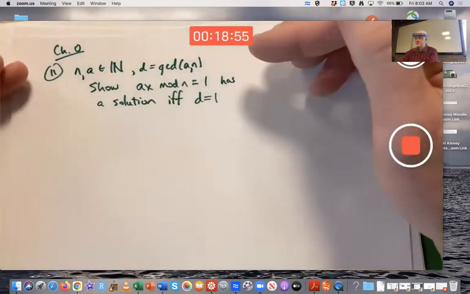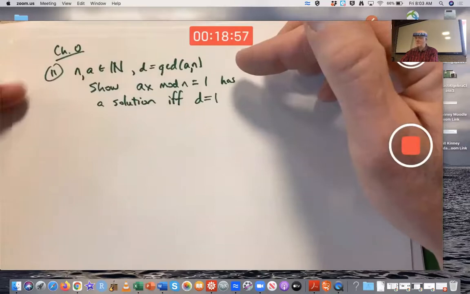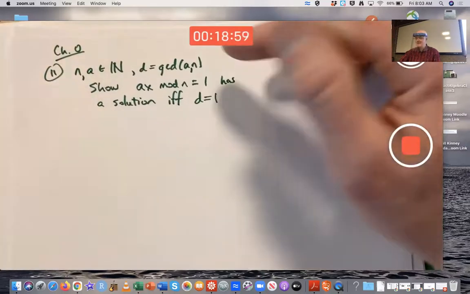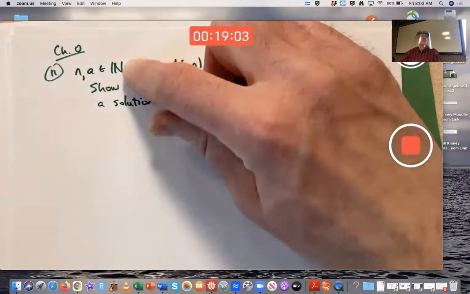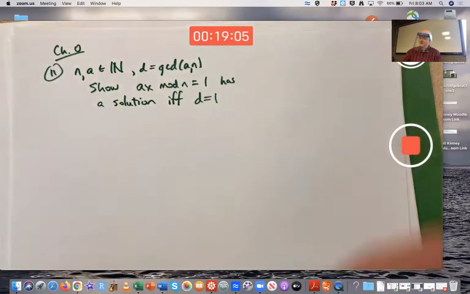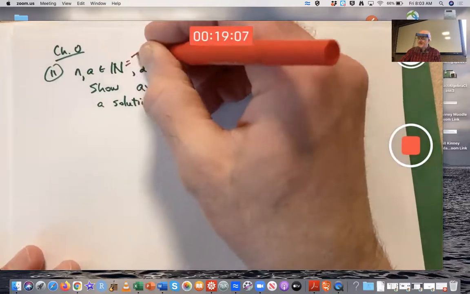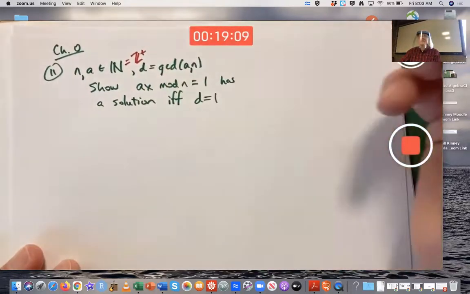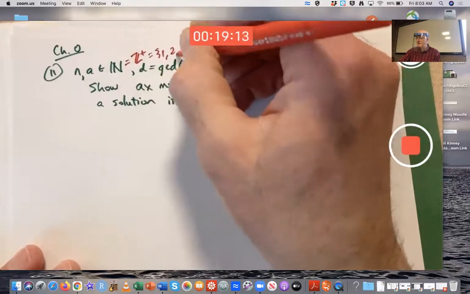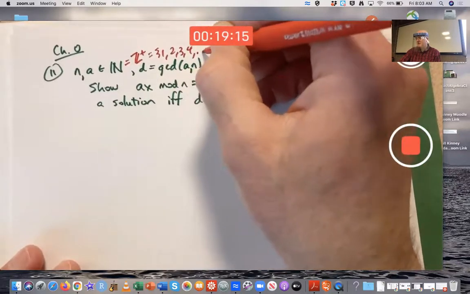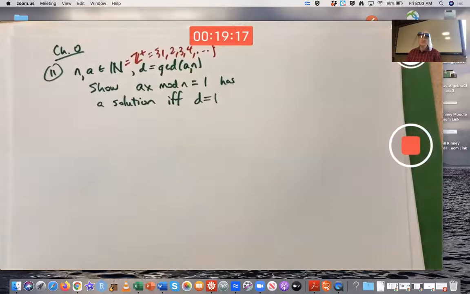So it's chapter 0. This problem, you've got two positive integers, n and a. This notation here is standard notation for the natural numbers, which means the positive integers, also sometimes written Z plus, denoting all the counting numbers, sometimes called whole numbers as well. But N stands for natural number.